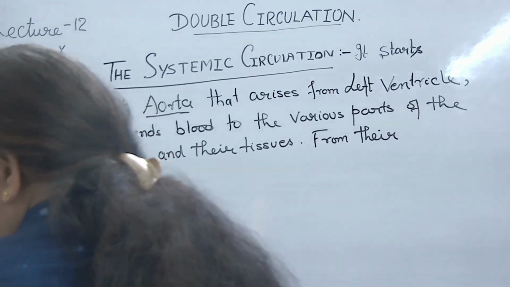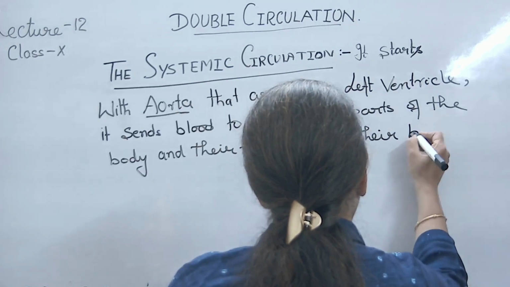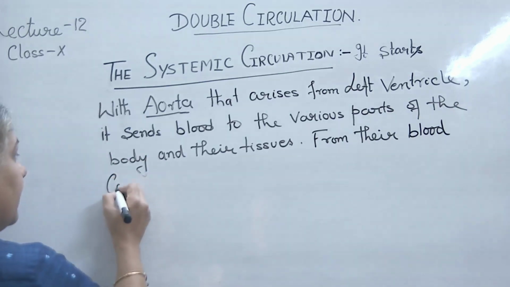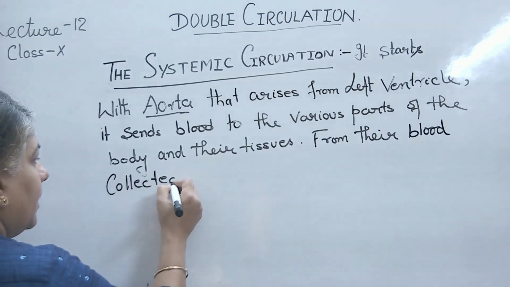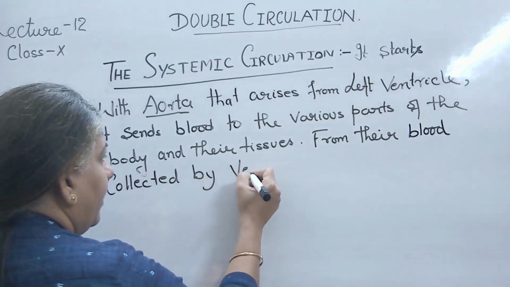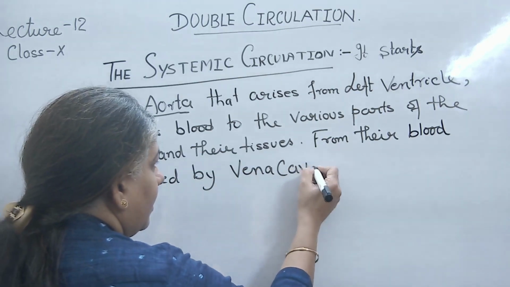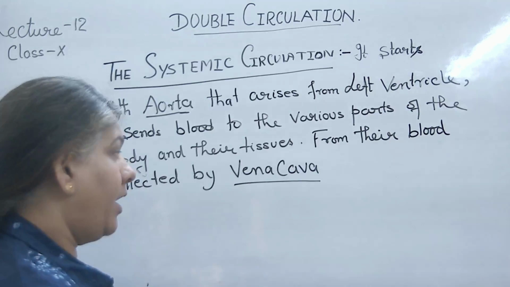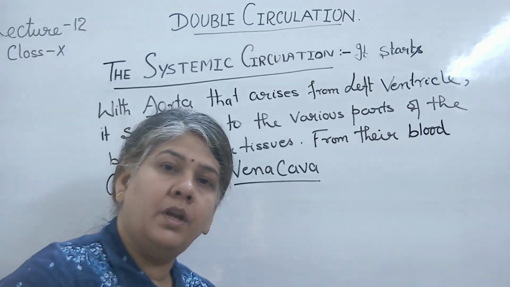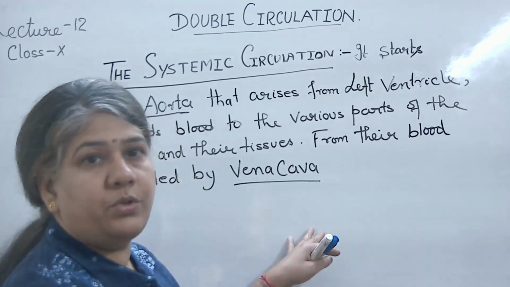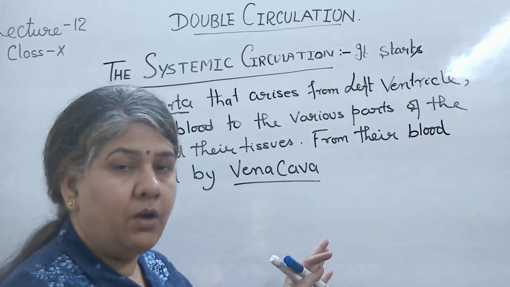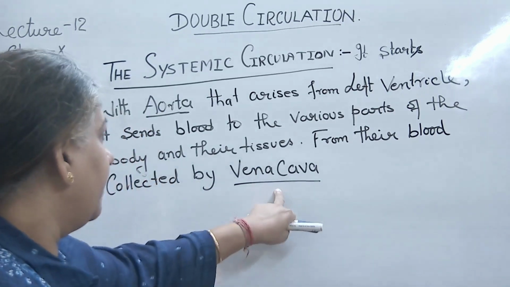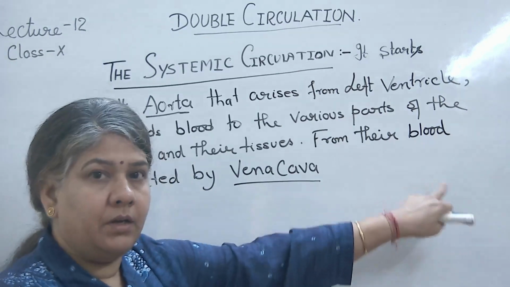So from there, blood is collected by vena cava. Again, this is the largest vein in the body, anterior and posterior vena cava. Anterior will collect deoxygenated blood from the upper part of the body, and posterior vena cava will collect blood from the lower part of the body, and both will join, and collectively they will enter the right auricle.